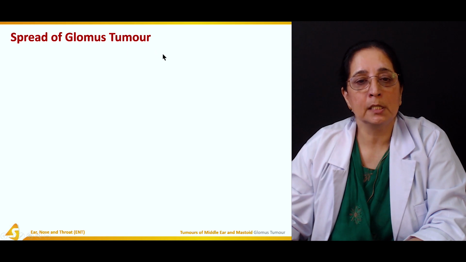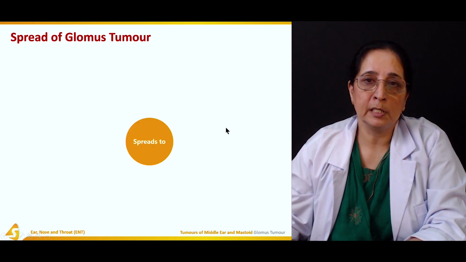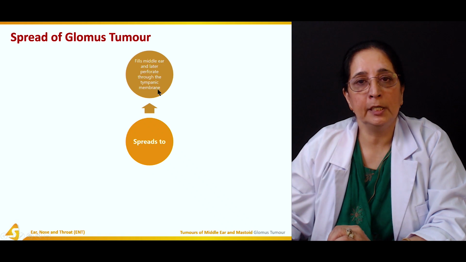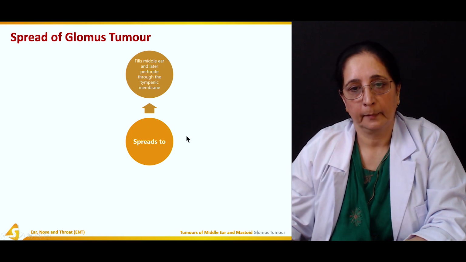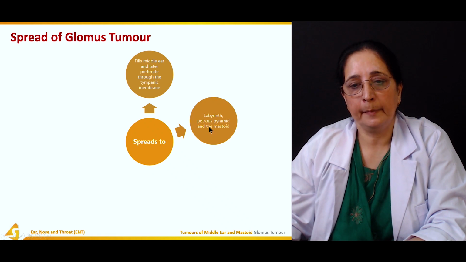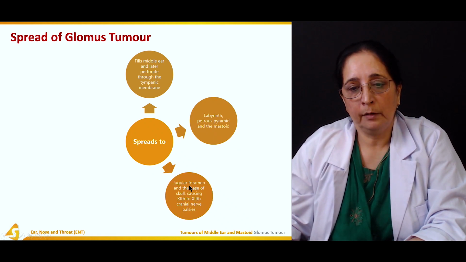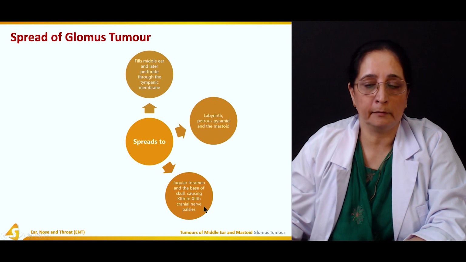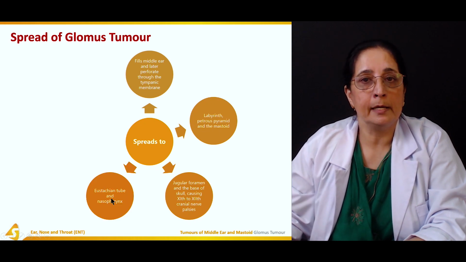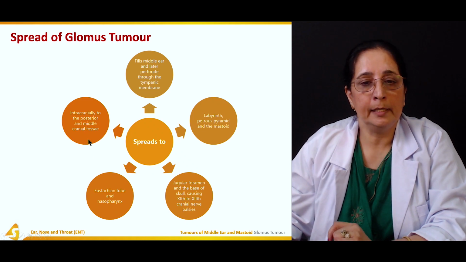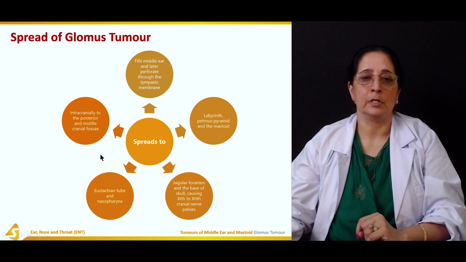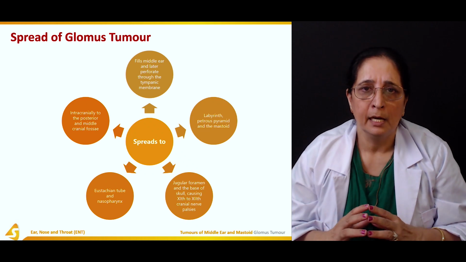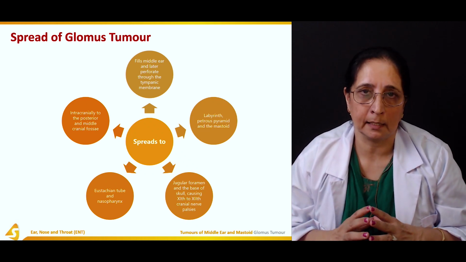Spread of the glomus tumor. The glomus tumor spreads, it fills the middle ear and later perforates through the tympanic membrane. Labyrinth, petrous pyramid, and the mastoid. Jugular foramen and the base of the skull, causing 11th and 12th cranial nerve palsies. Eustachian tube and nasopharynx. Intracranially to the posterior and middle cranial fossa. It's a benign tumor, so the spread is very local, and distant metastases do not occur in this case.